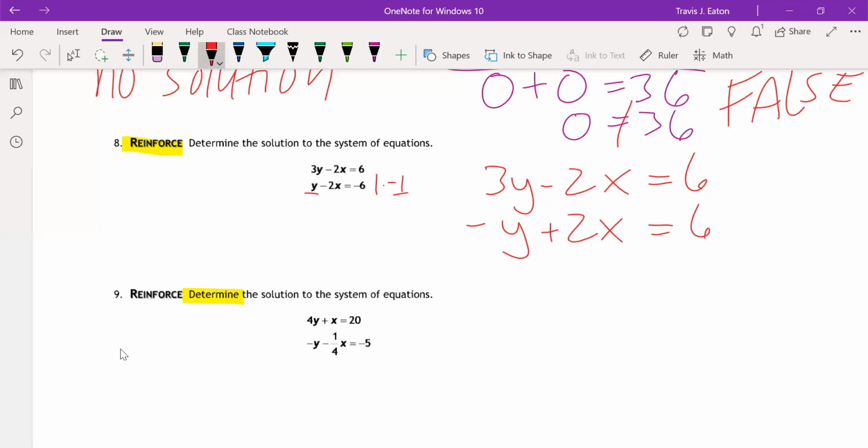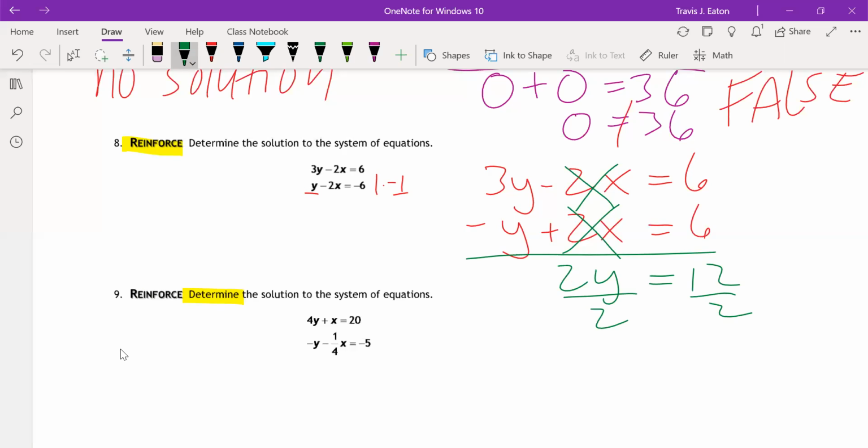So now when I do this, I'll eliminate my 2x's. I'll eliminate my x variable because those cancel each other out. Now 3y minus y is 2y. And 6 plus 6 is 12. All right, divide by 2, divide by 2, and I get y equals 12 divided by 2, which is 6. So I know that y is 6.